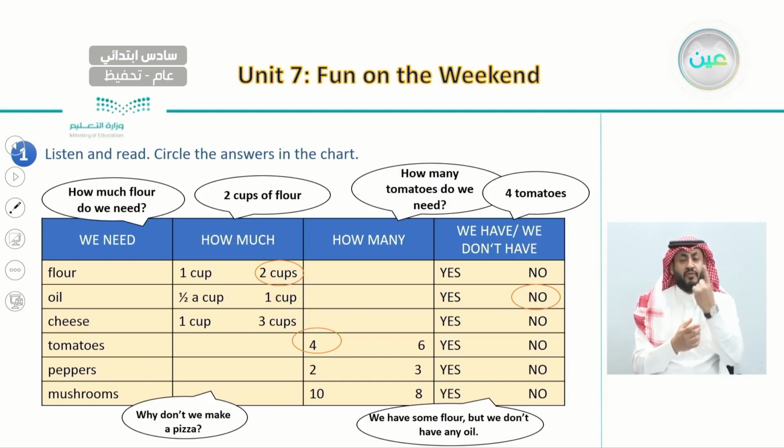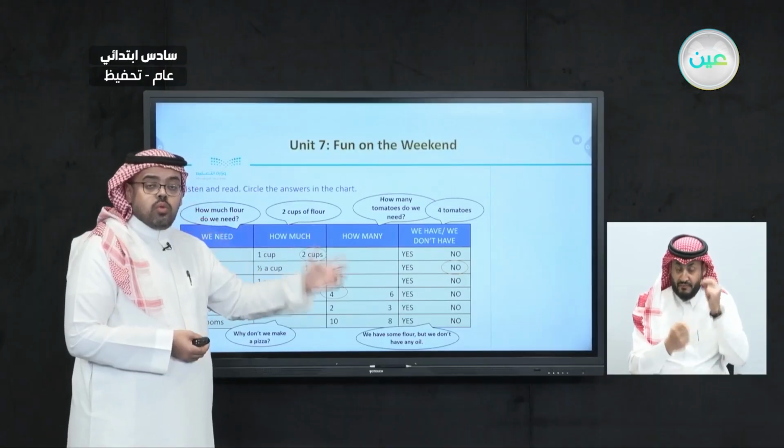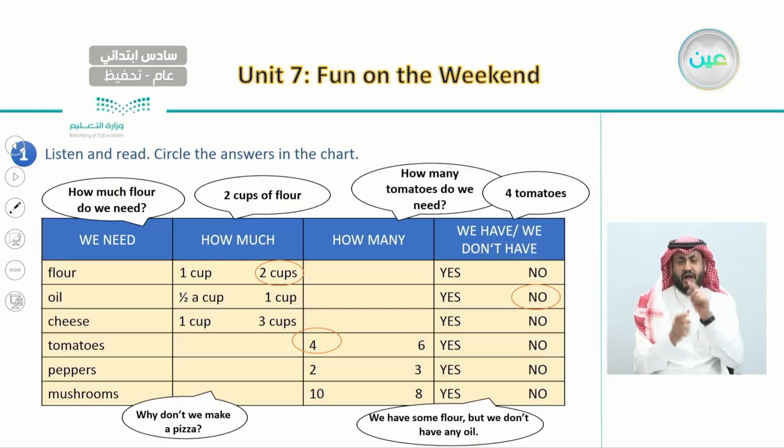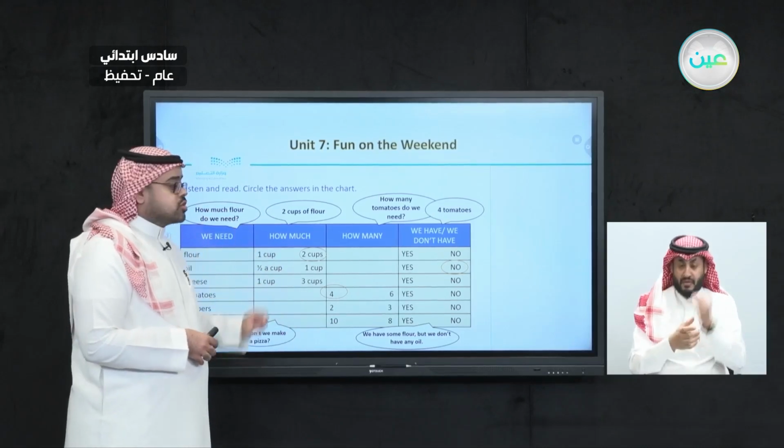Let's see what information we have in this table. How many tomatoes do they need? The answer we have, which is this one, is 4 tomatoes. And how many peppers do they need? Is it 2 or 3? We still don't know. After we listen, we will know the answer. And how many mushrooms do they need? Do they need 10 or 8? After we listen, we will know the answer and we're going to circle it.